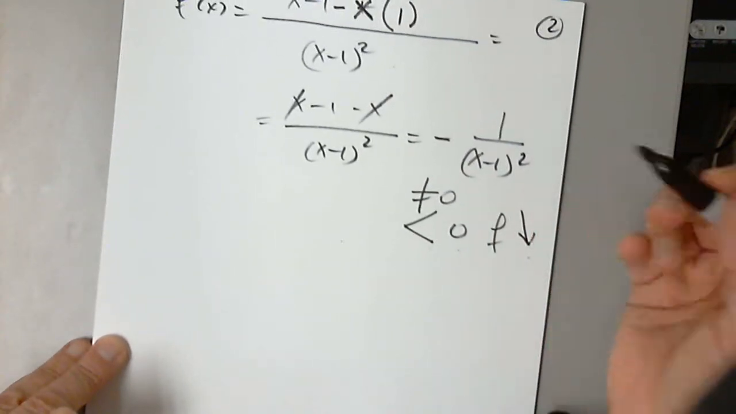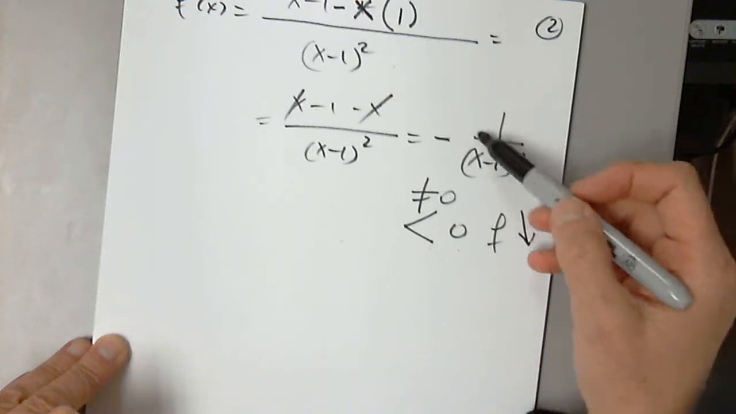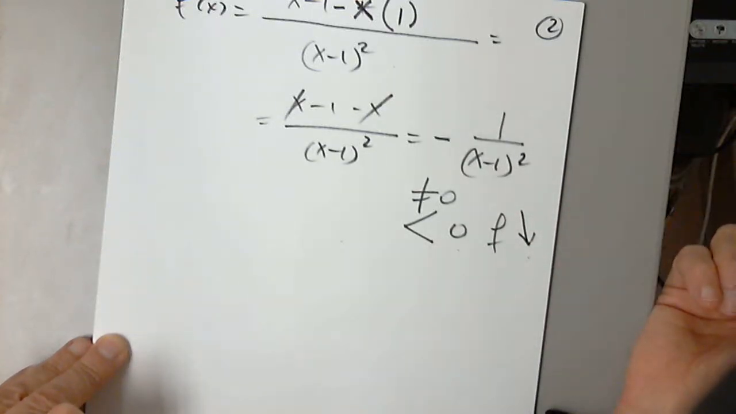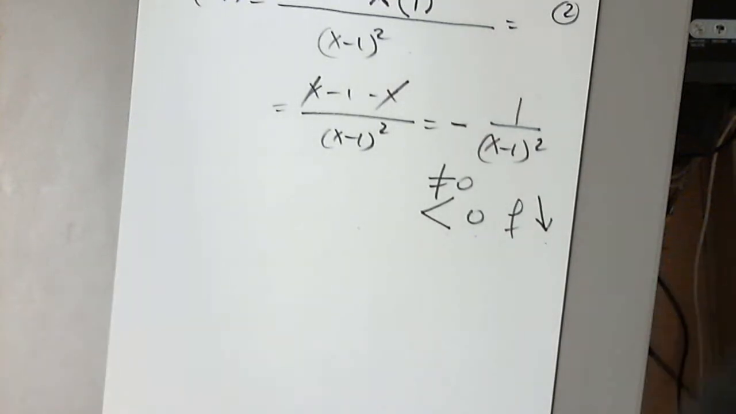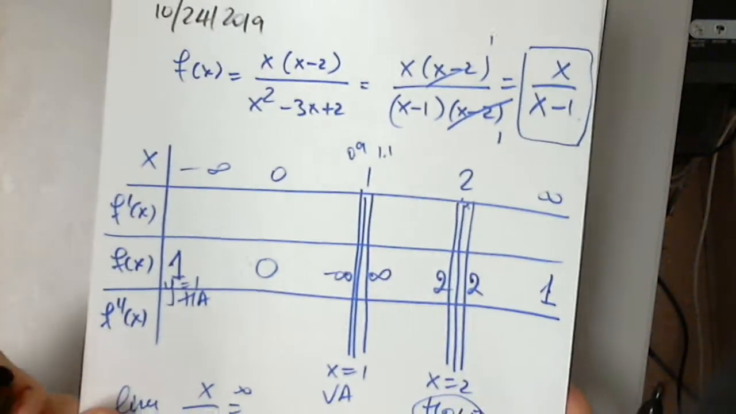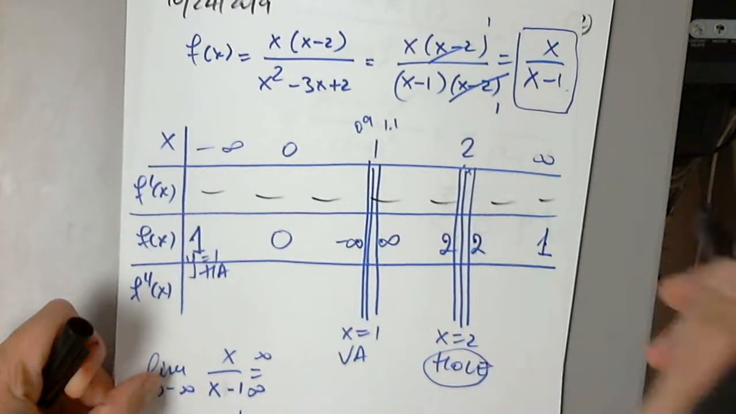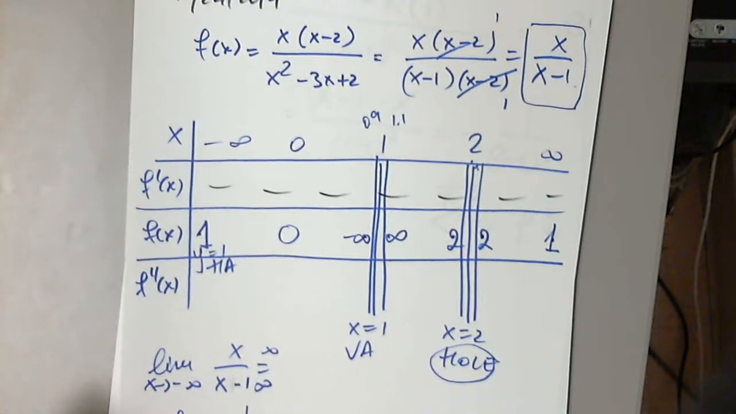Why is it not possible to be 0? Because a fraction is 0 only when the top is 0. But this 1, poor 1, can never be 0. So then I go back to the table. I write negative and negative all the way.